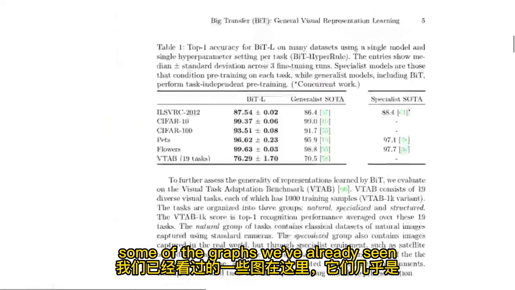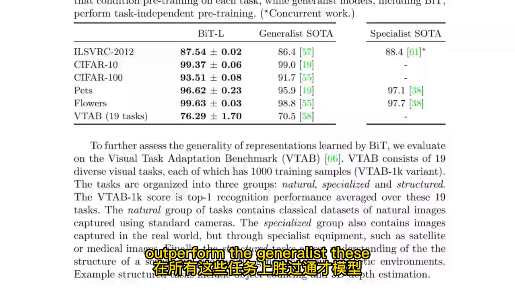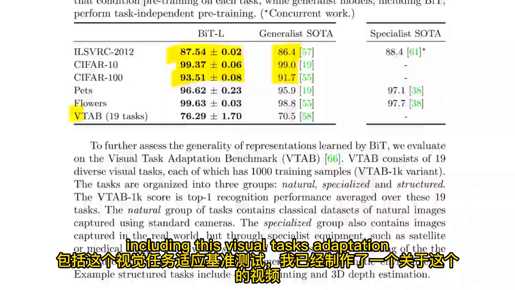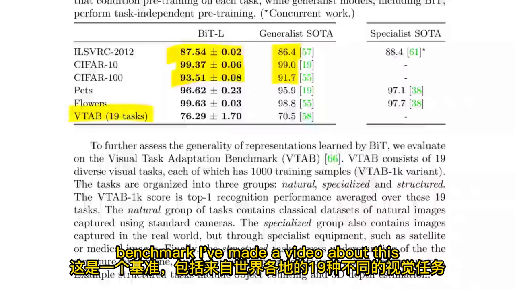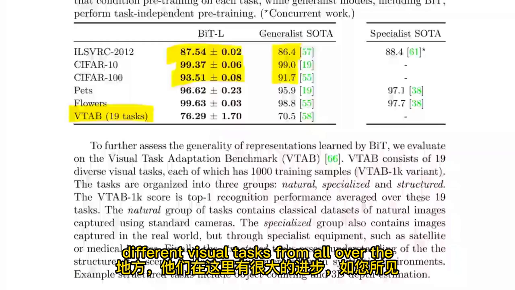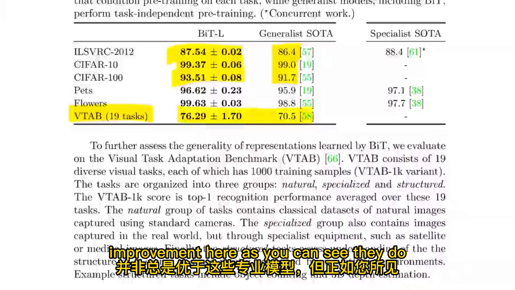So let's look at some of the graphs. We've already seen some. Here is where they pretty much outperform these generalist models on all of these tasks, including this visual task adaptation benchmark. I've made a video about this. This is a benchmark that includes 19 different visual tasks from all over the place, and they have significant improvement here, as you can see.